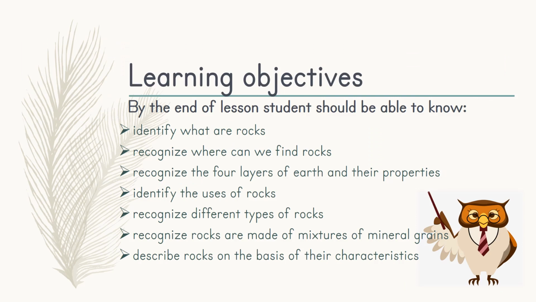Learning objectives. By the end of the lesson, you should be able to identify what rocks are, recognize where we can find rocks, recognize the four layers of Earth and their properties, identify the uses of rocks, recognize different types of rocks, recognize that rocks are made of mixtures of mineral grains, and describe rocks on the basis of their characteristics.